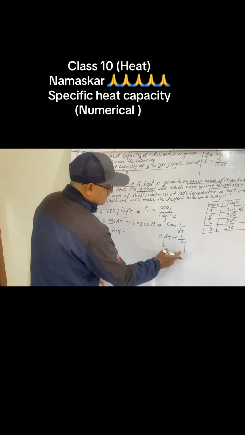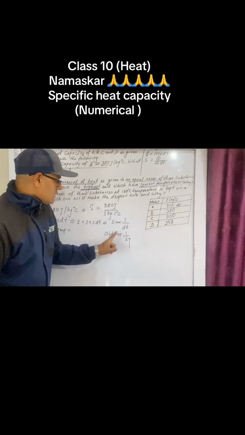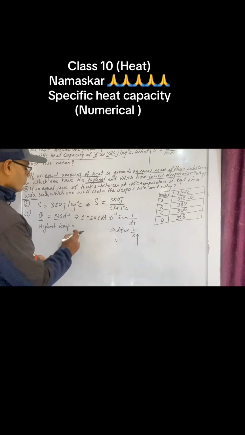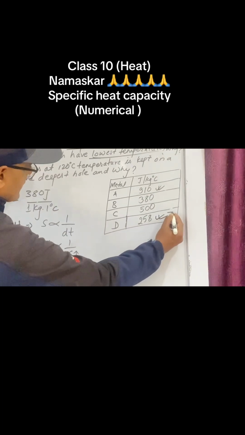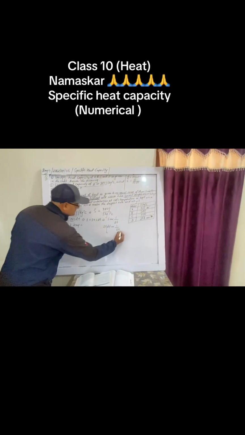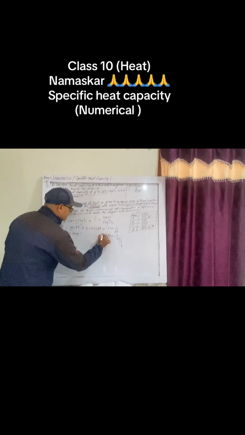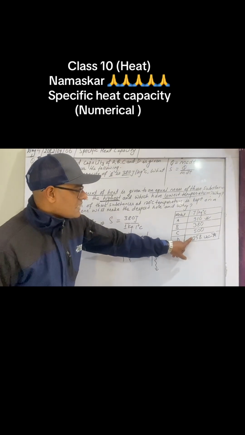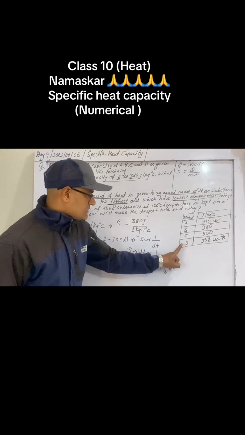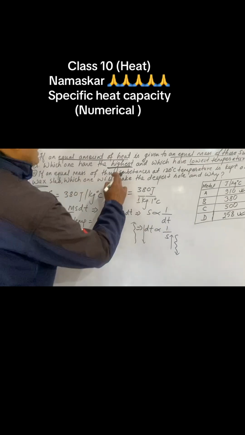Which one? The substance having the highest specific heat capacity. Substance A will have the lowest temperature, and the substance having the lowest specific heat capacity will have the highest temperature. So for the highest temperature, we look over here: the substance having the lowest specific heat capacity, that is substance D, will have the highest temperature.